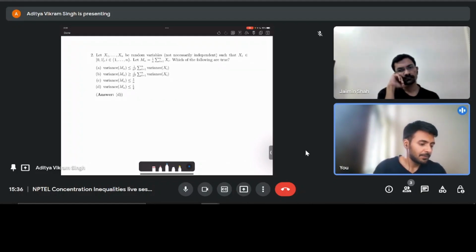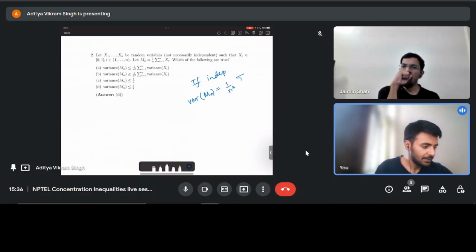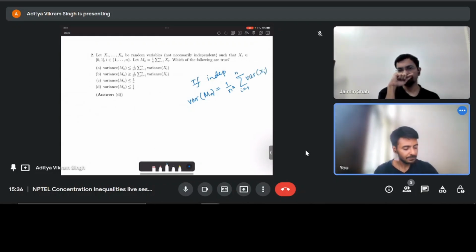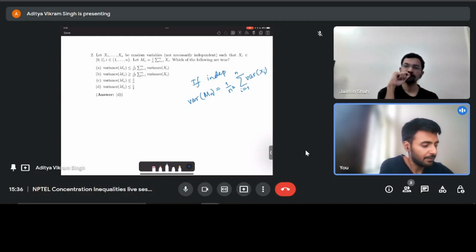So okay, if independent, we know that variance of Mn would be, since we are multiplying by 1 by n, the variance would multiply by 1 by n square. And since these are independent, the variance would be summed, variance of xi. Okay, if independent, but they are not necessarily independent. So what can we claim?